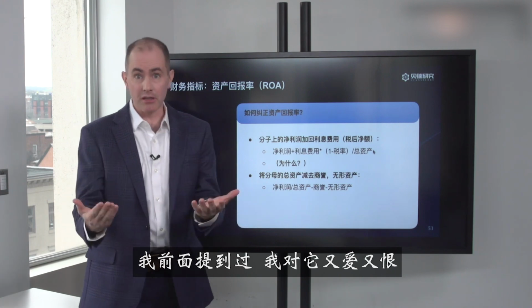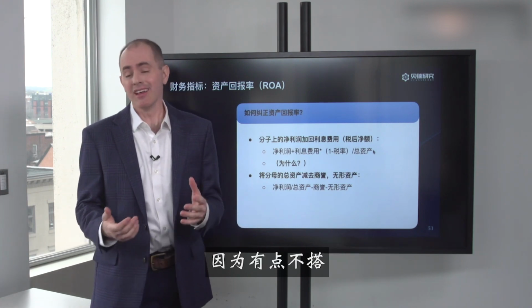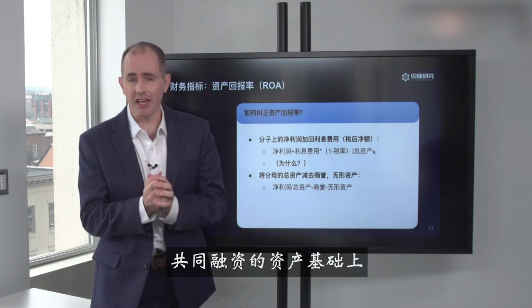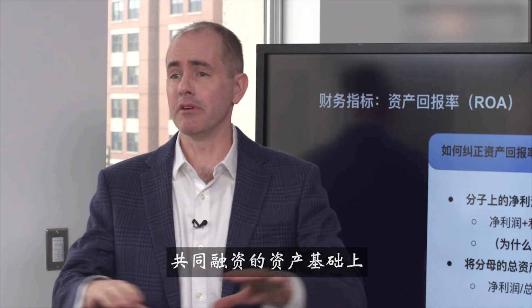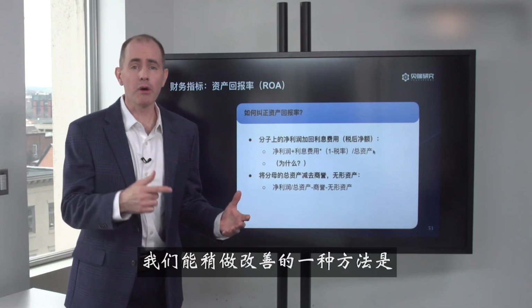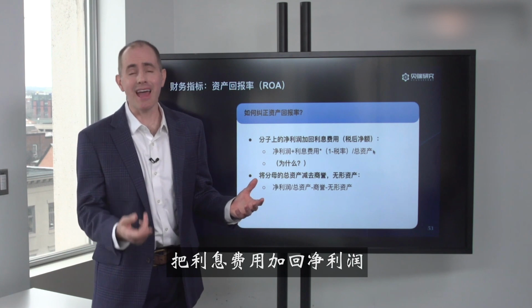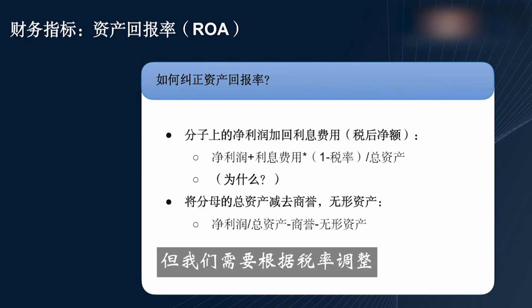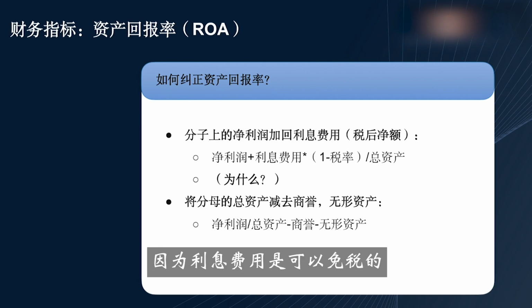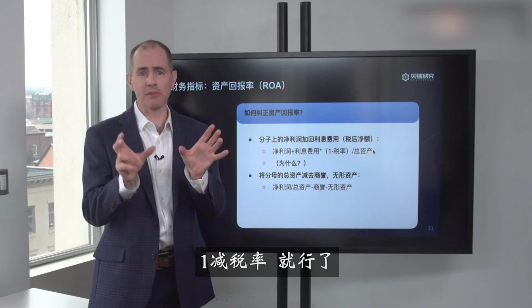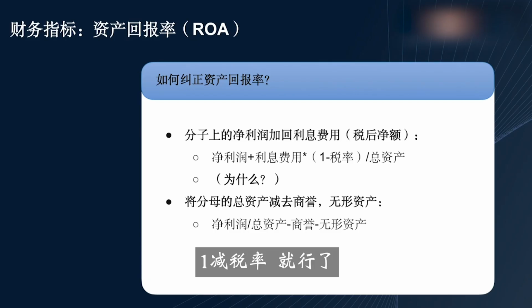All right, so how do we make ROA a little bit better? Well, I mentioned my love-hate relationship earlier, because we have a mismatch. We have a cash flow that's available to just equity holders spread on top of assets that are financed by both equity and debt investors. So one way we can make it a little better is to add back interest expense to the top, but we have to adjust it for the tax rate because remember, interest expense is tax deductible. So we just say interest expense times 1 minus the tax rate, and we fix this.